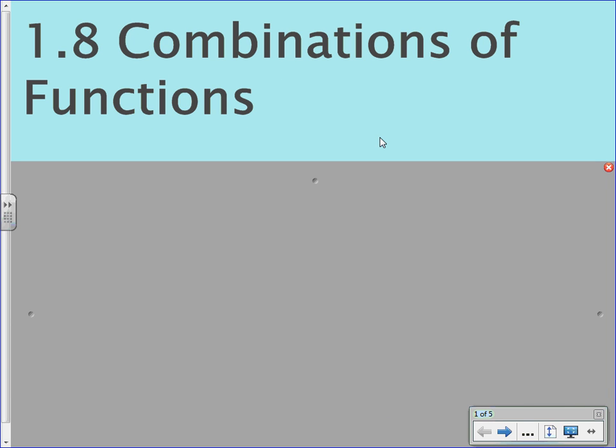Okay, we're going to talk about a couple things today. The first thing we're going to talk about is the combination. Well, it's all about the combinations of functions, but the first combination we're going to work with, there's four altogether: adding, subtracting, multiplying, and dividing functions.